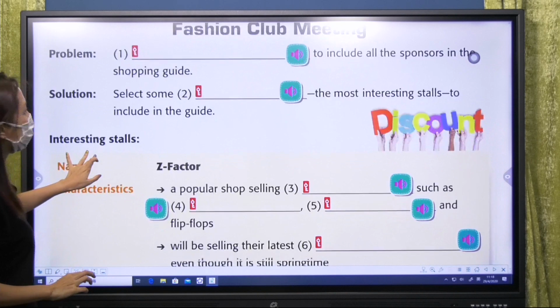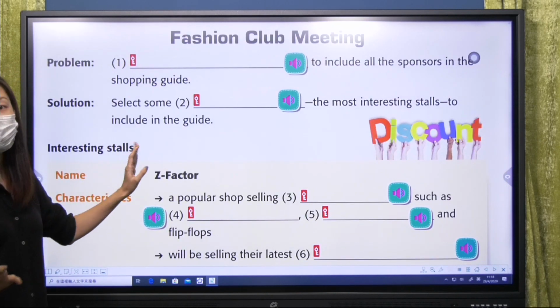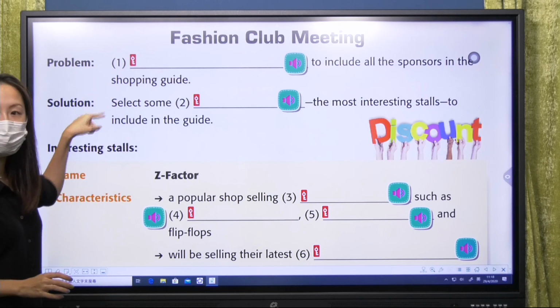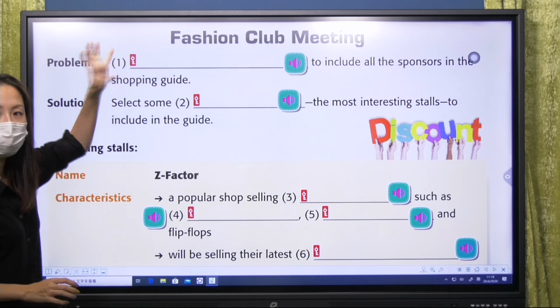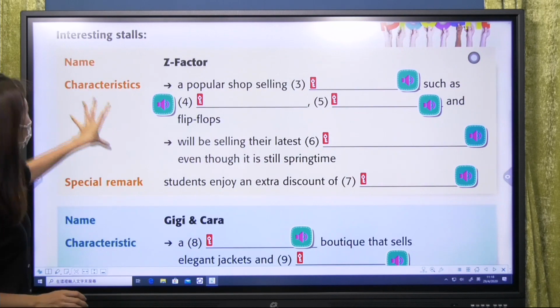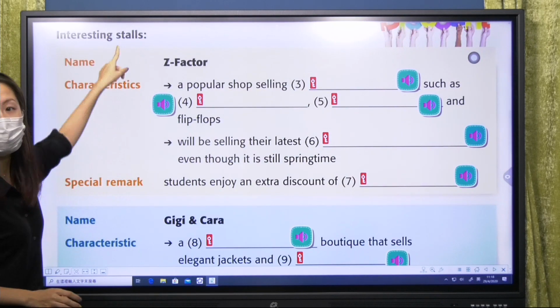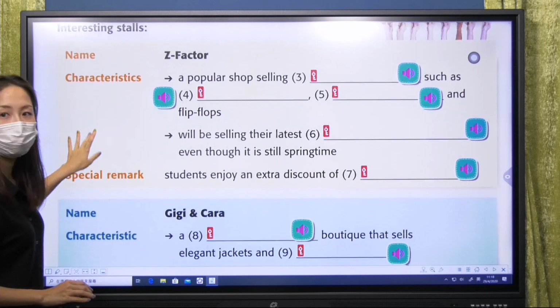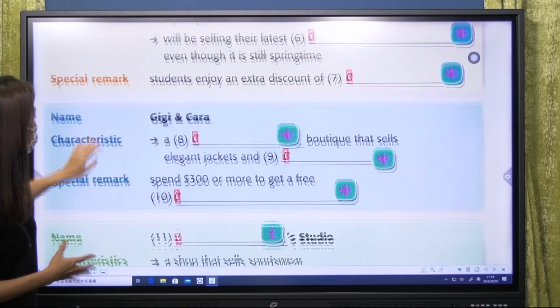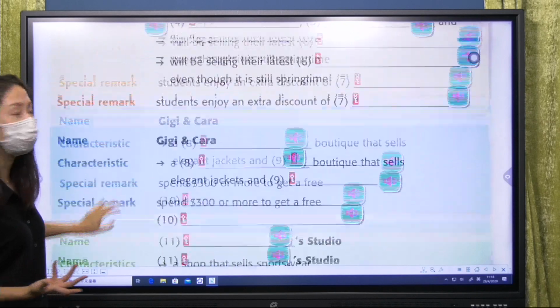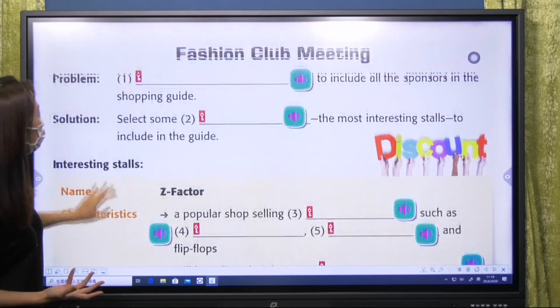So now we have to go through this note sheet quickly. Problem, solution. Okay, so this is the most general two parts of this note sheet. Okay, and then there are 3 stores. 鋪頭攤位. Okay, there are 3 stores, different names with different content. Okay, so let's listen for number 1, number 2 first.